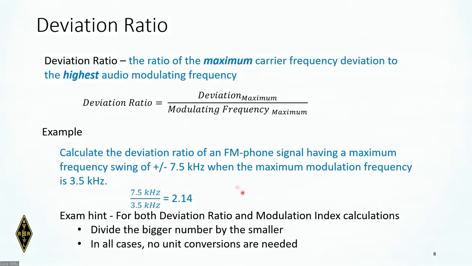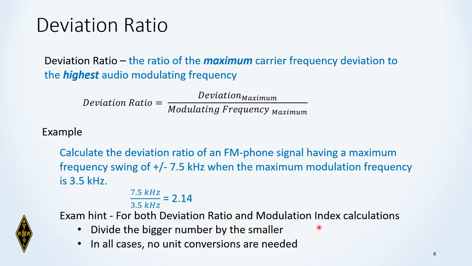Yep. Thank you. And here's a hint for both deviation ratio and modulation index calculations. Of course, we're just talking about deviation ratio right now. The way that you do the math might seem a little bit familiar. Remember we had op amp gain where we always took the bigger number, divided it by the smaller number? Well, the same thing works here.